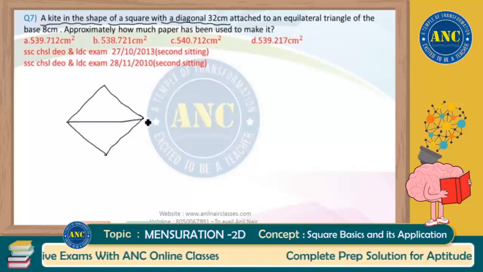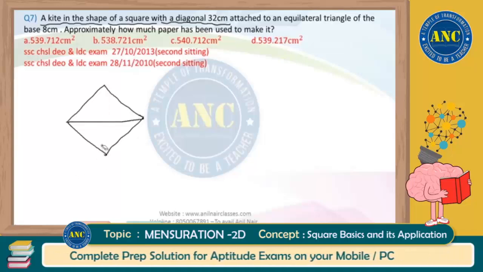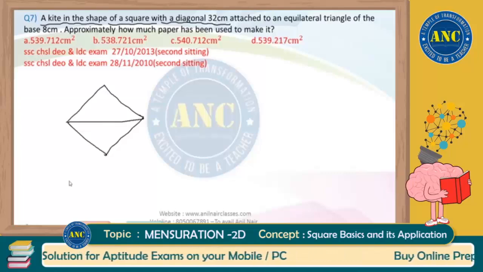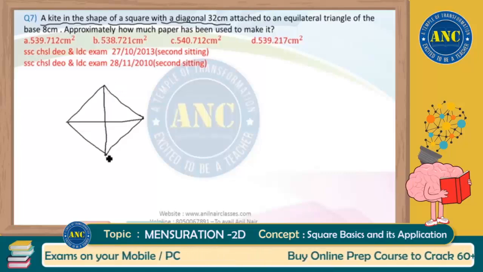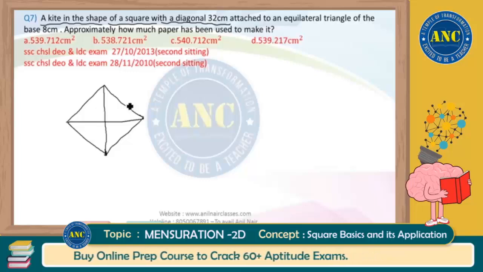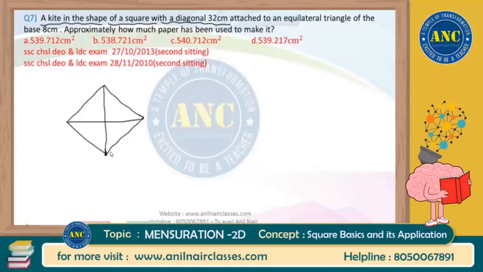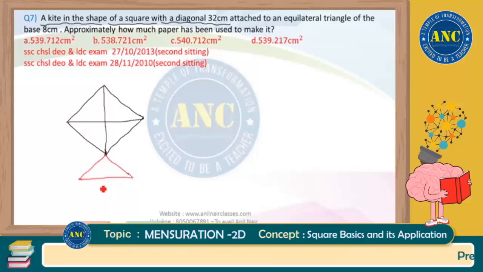Now, the length of the diagonal, this value or this value, is given in the question as 32 centimeters. Let me draw a little neatly, sir. This particular value is 32. Otherwise, I already have joined another line that also is 32 centimeters. A kite in the shape of a square with diagonal 32 centimeters is attached to an equilateral triangle of base 8 centimeters. Now, this kite is attached to an equilateral triangle like this, and the base of this equilateral triangle is 8 centimeters.